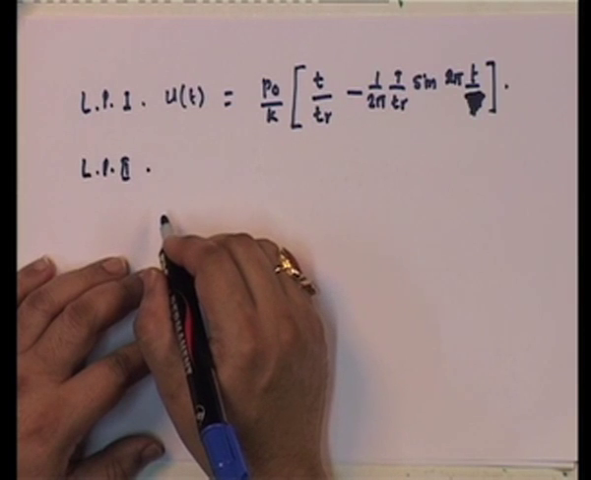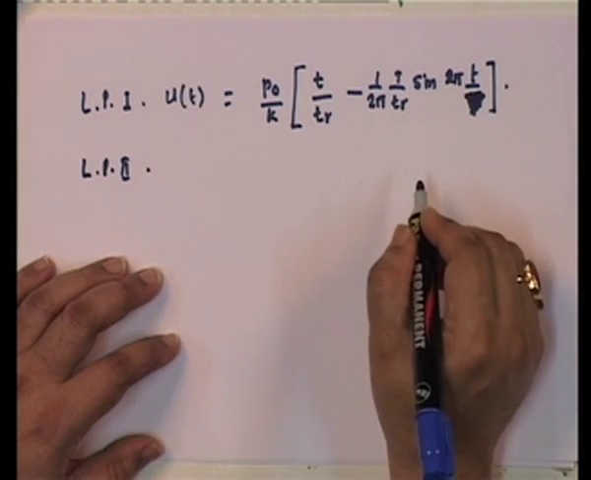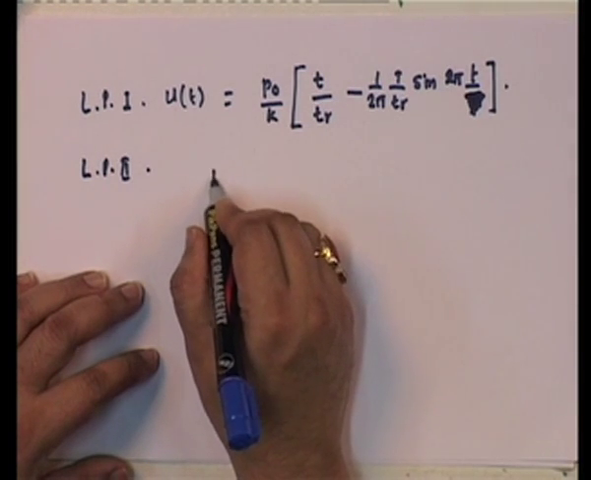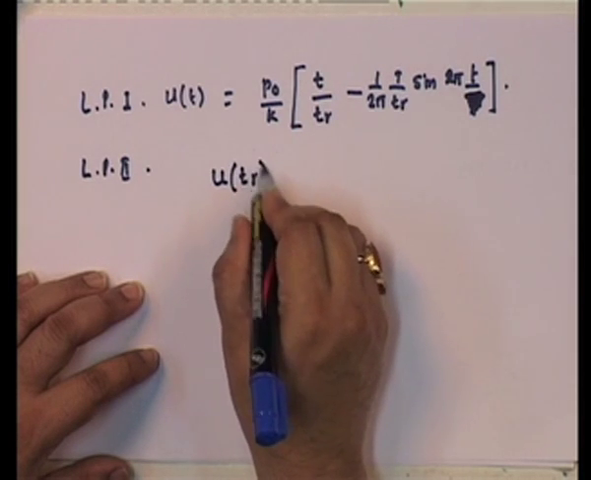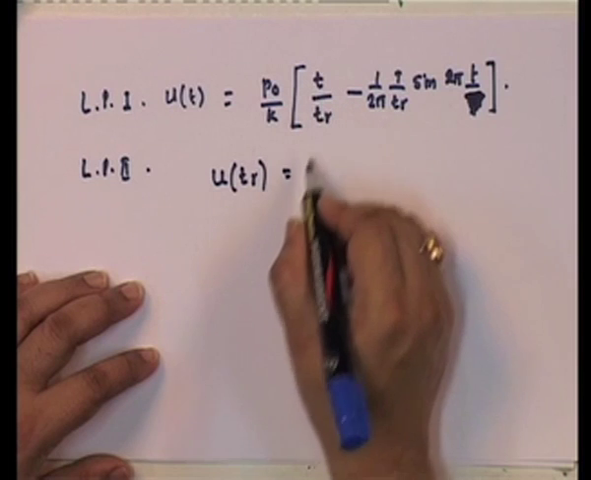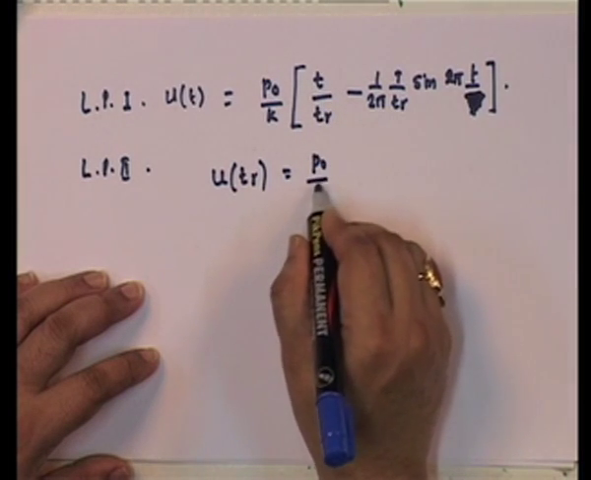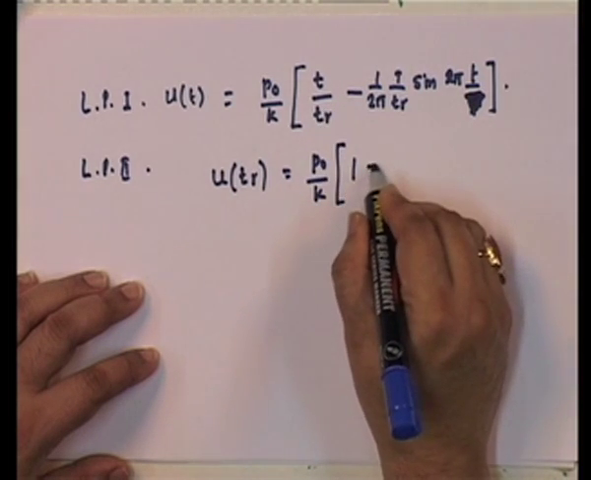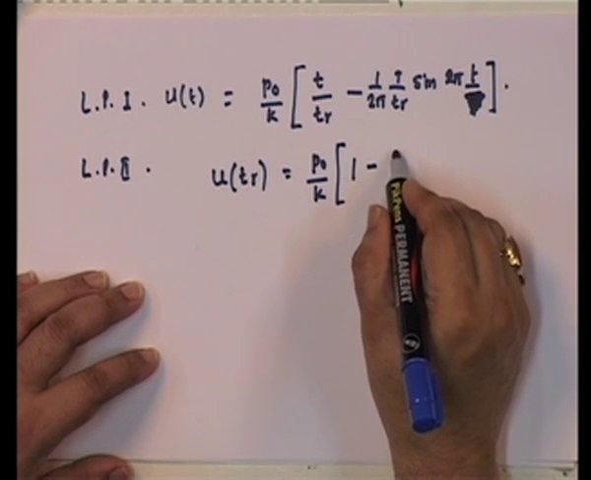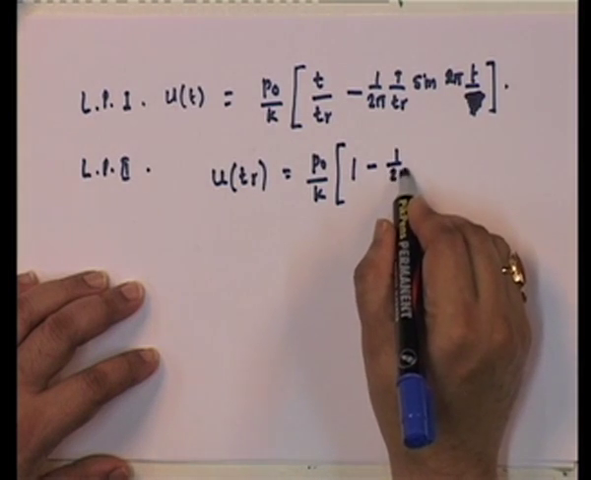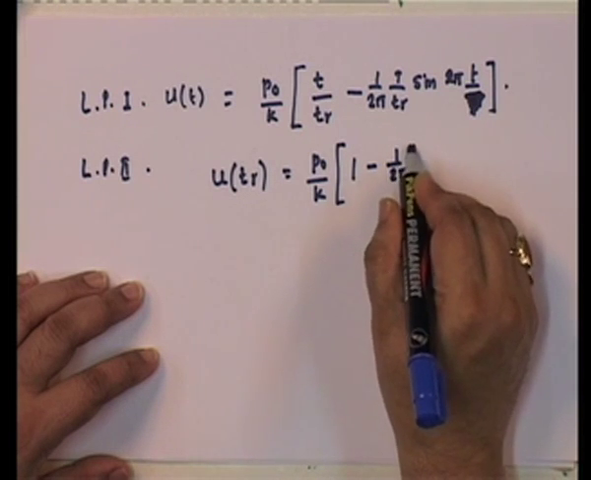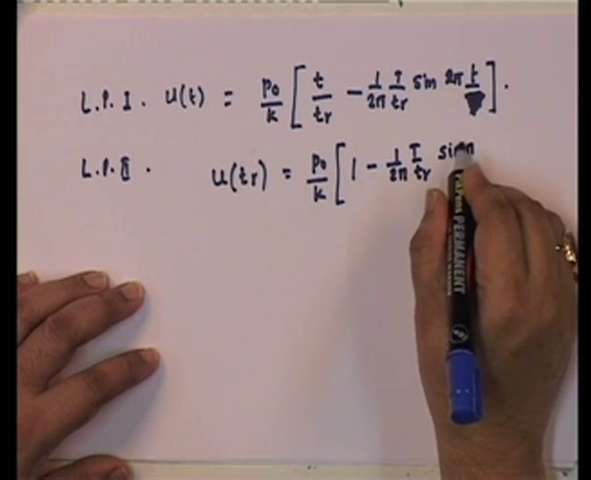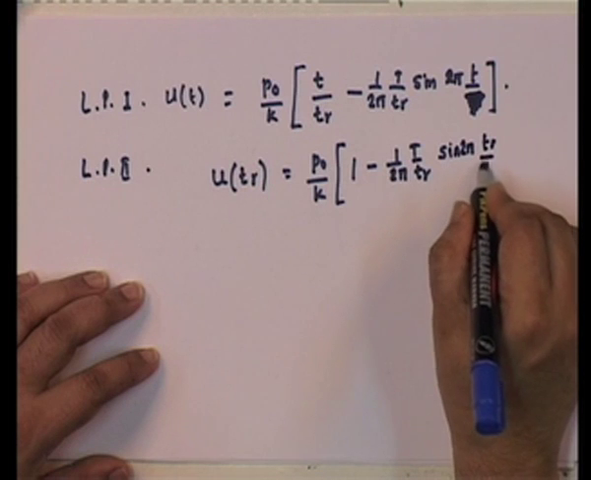Essentially I have to have u(t_r) and u̇(t_r), and then look at the rest of the thing. So, what is u(t_r)? u(t_r) is equal to, for t upon T_r, p_0 upon k times (T_r upon T_r is 1) minus 1 upon 2 pi, t upon T_r sin 2 pi T_r upon t.